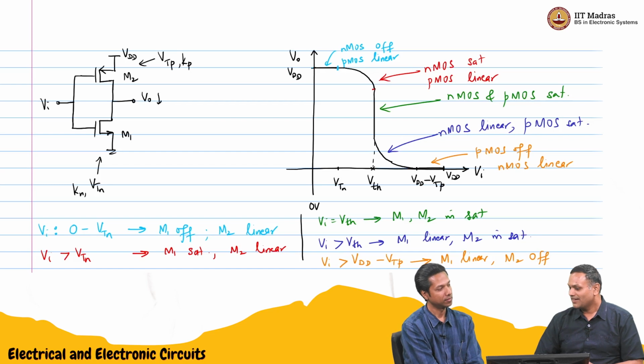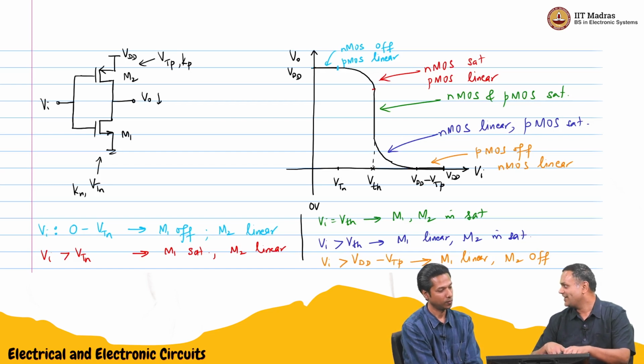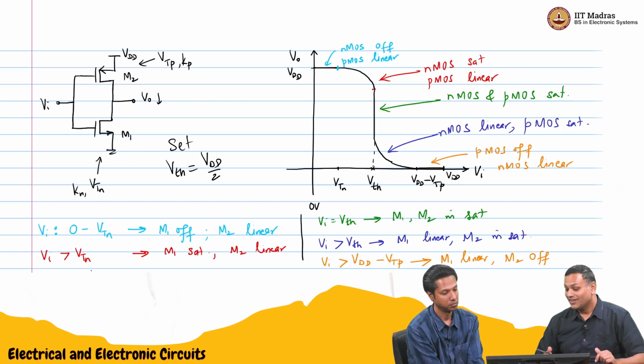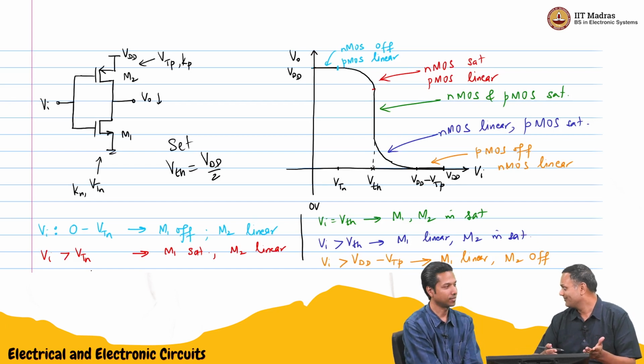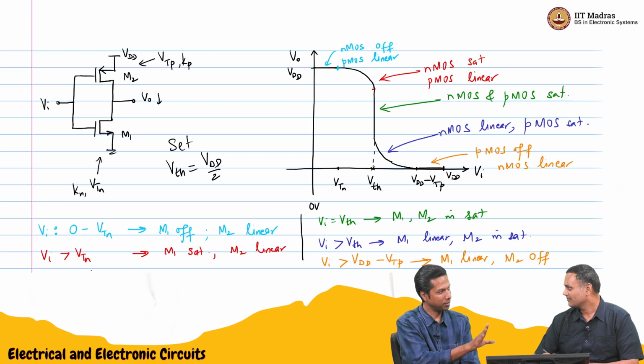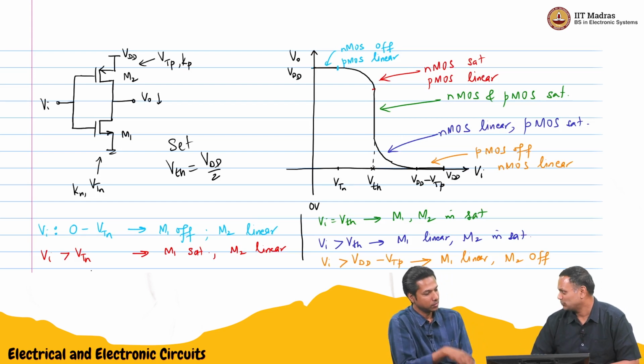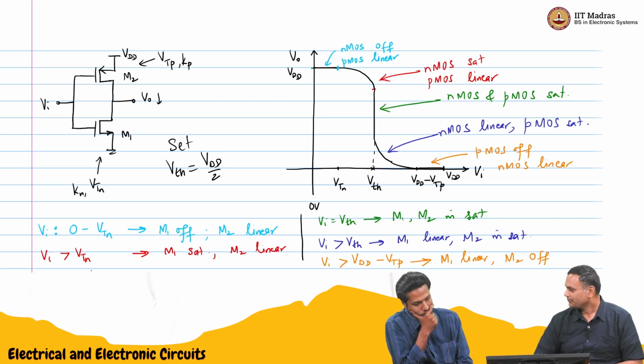And we can set, based on the width of the device and VT of the device, VTH to VDD by 2. Right? You can set it to something else also. But VDD by 2 may be the best. Mostly, if you want a symmetric inverter, you want VDD by 2. So you have P and N.